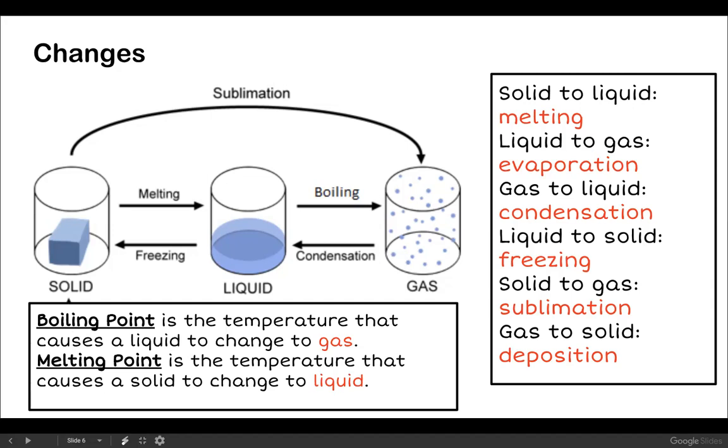Melting point is the temperature that causes a solid to change to liquid. So the melting point for water would be 0 degrees Celsius. The melting point for metal would be much higher than that. It takes a lot more heat to melt any kind of metal. The melting point for chocolate might be a little bit higher than the melting point for water. And you get the idea. So the melting point is the temperature that causes a solid to change to liquid. All right, so that's the end of our notes for today.